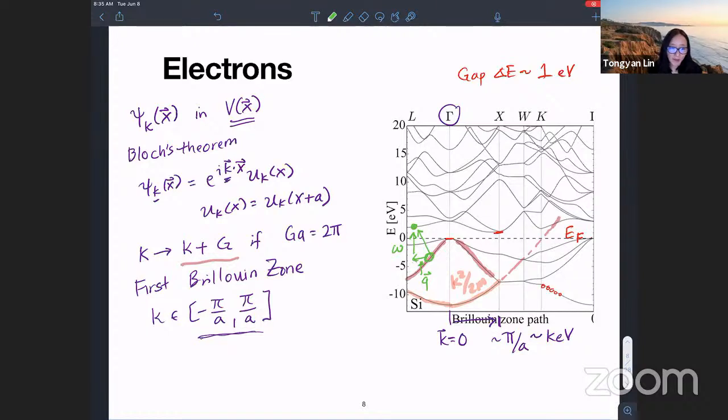So this is a typical example of a semiconductor with, like I said, electron volt gaps. And that's going to allow us to probe dark matter as light as 1 MeV.